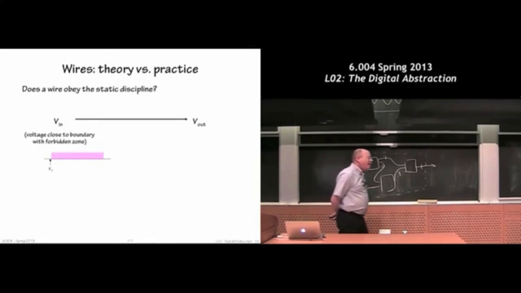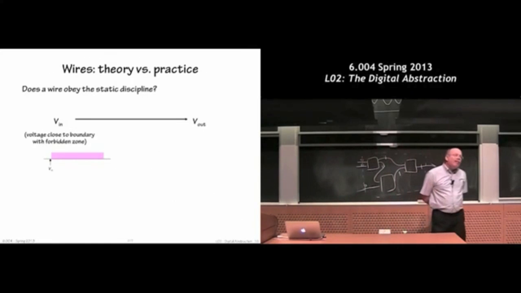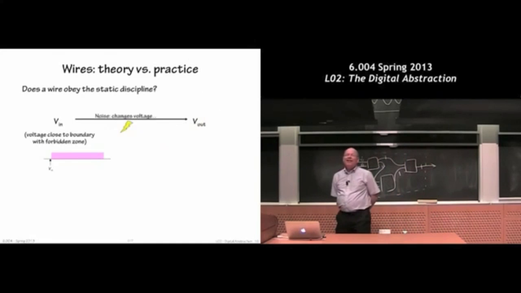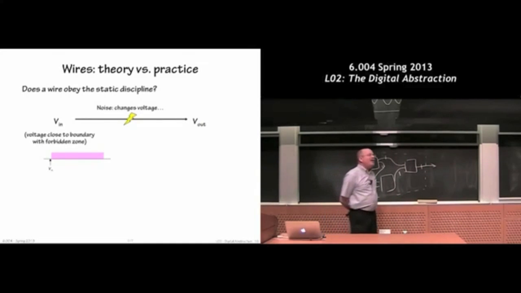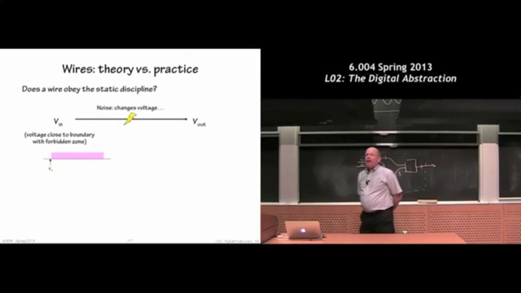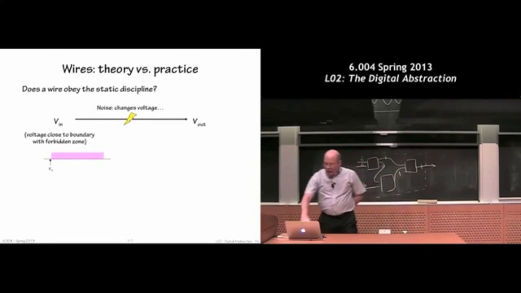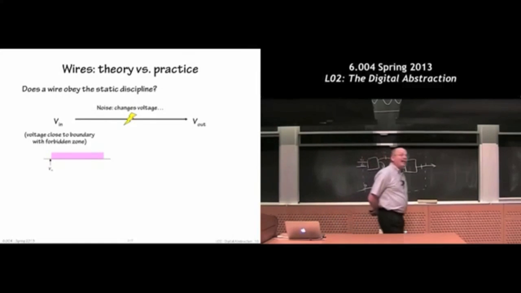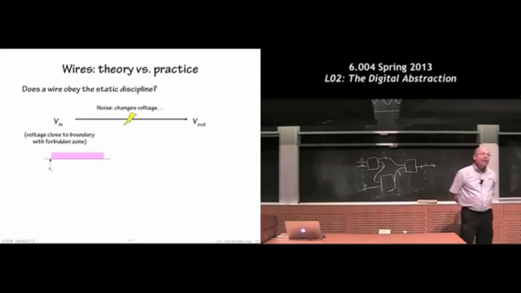Okay, so let's deal with this real world problem, where we're going to have this generic thing called noise, which represents all the bad things that happen to voltages as they go from one place to the other. And the question is, does a wire obey the static discipline? Is a wire a combinational device? If I sold you a box that basically just had a connection between one terminal and the other with a little piece of copper wire and said, it's a combinational device, would you buy it from me?